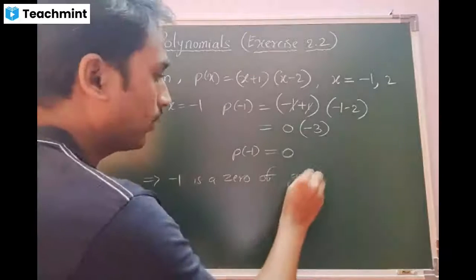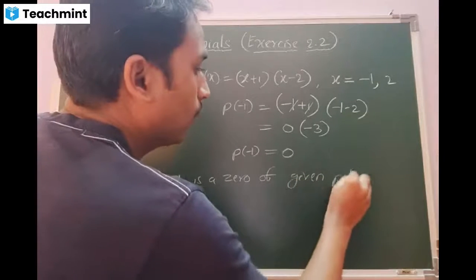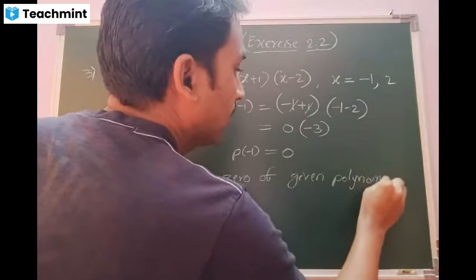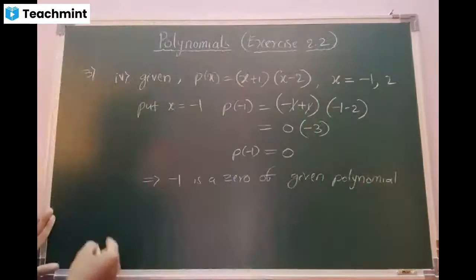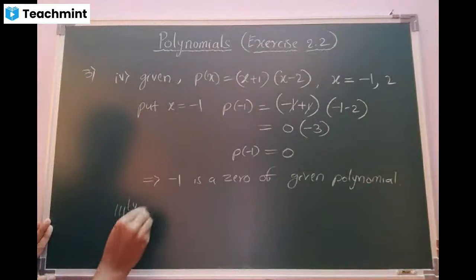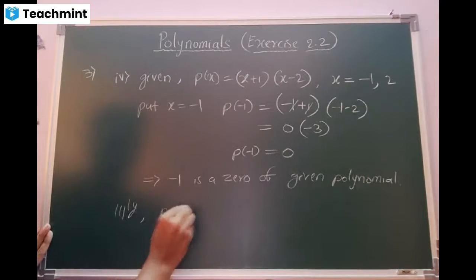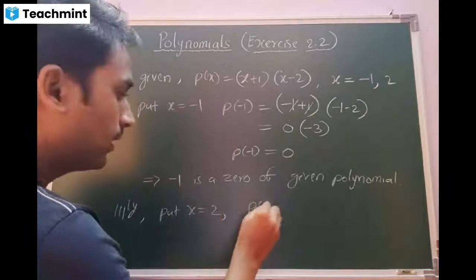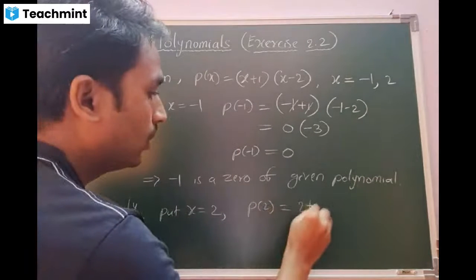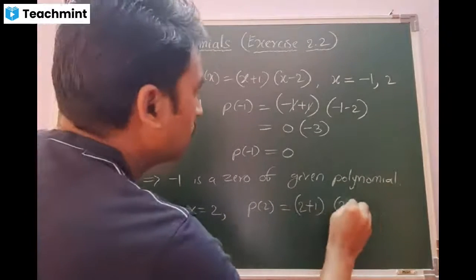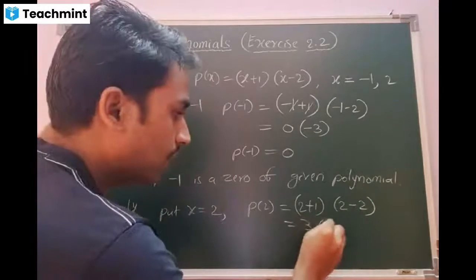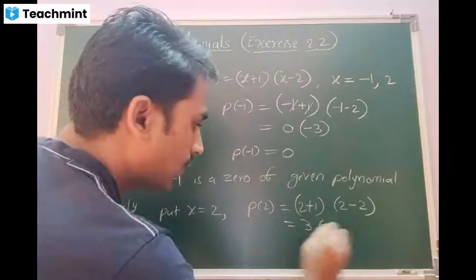Of given polynomial. Beta, we have done only one. Still one more is there. Correct, beta? This is also. Similarly, put x is equal to 2. Here, P of 2 is equal to 2 plus 1 bracket complete, 2 minus 2 bracket complete. If I solve, 3 into 0, 0, sir. Answer.